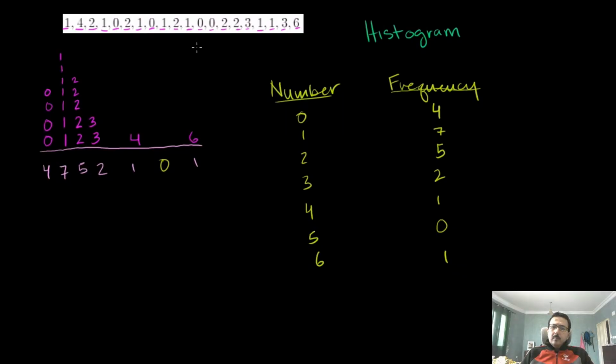So all I did is I counted this data set. I mean, I did this first, but you could say, how many times do I see a 0? I see it 1, 2, 3, 4 times. How many times do I see a 1? 1, 2, 3, 4, 5, 6, 7 times. That's what we mean by frequency.